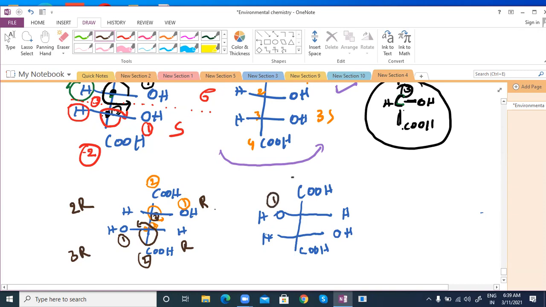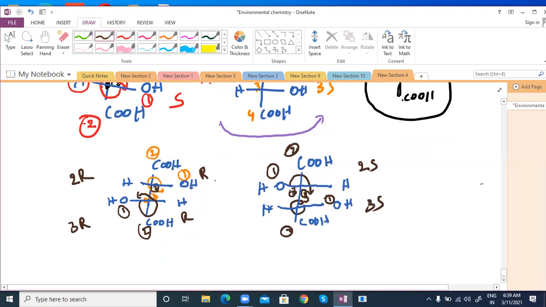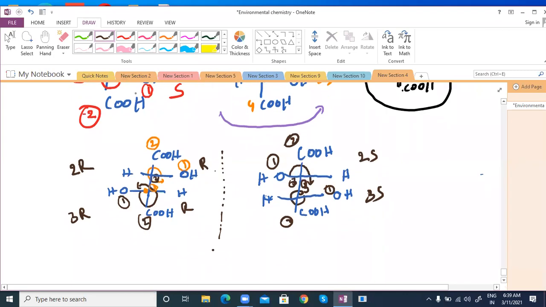1, 2, and 3. So this is clockwise. Yes, so S. And here also 1, 2. COH is always 2. And the below one is 3. So this is clockwise. So yes. Are these two enantiomers or not? Can you check it? Is there a mirror image for this one? Yes, sir. Mirror image means enantiomers, sir.